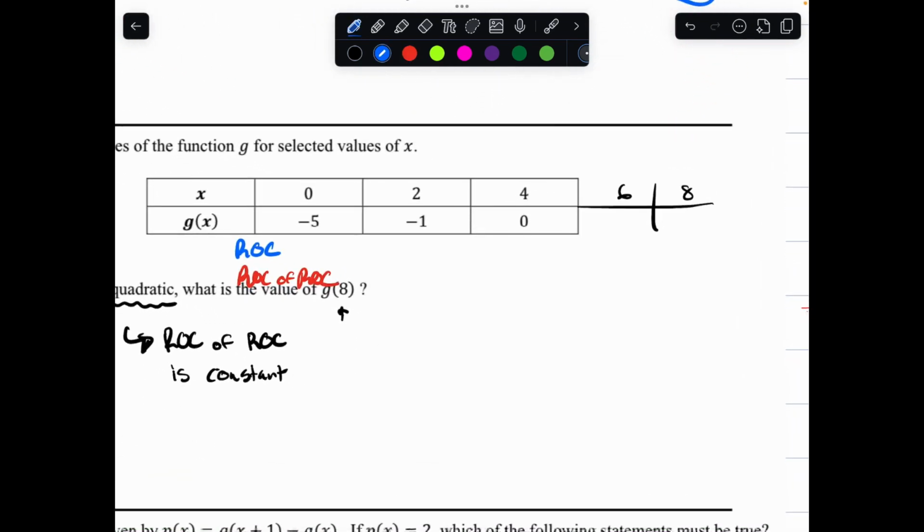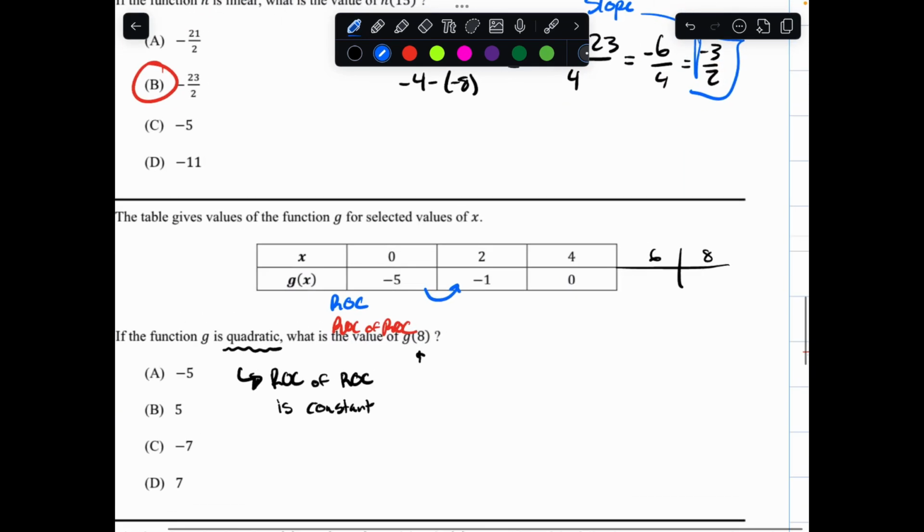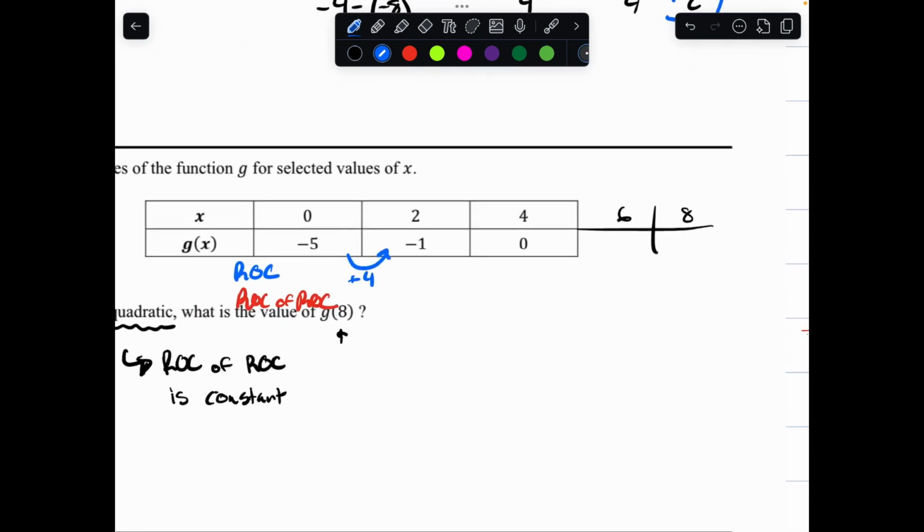So yeah, let's go take a look. My rate of change here is going to be, to get from negative 5 to 1, plus 4, and then from negative 1 to 0, I add 1, not 4. And now we can look, how do I get from 4 to 1? I'm going to subtract 3. So I know that this next jump here is going to be minus 3.